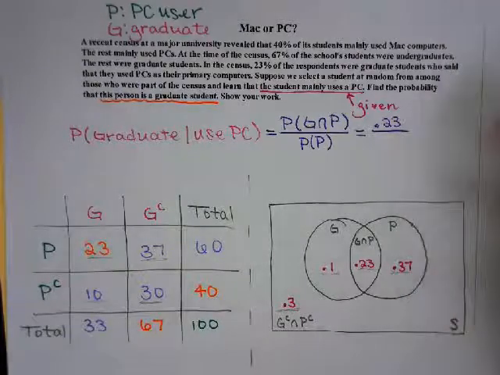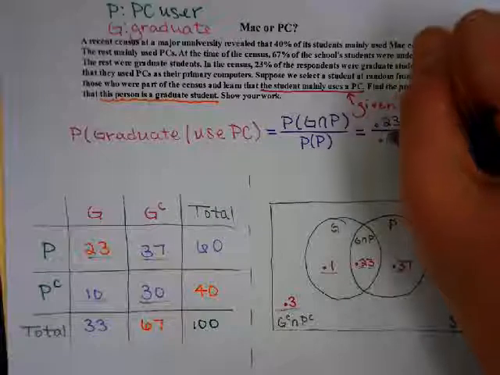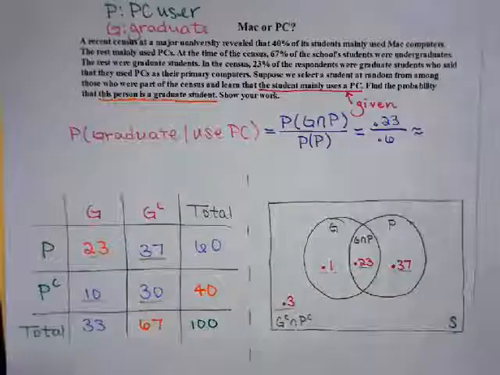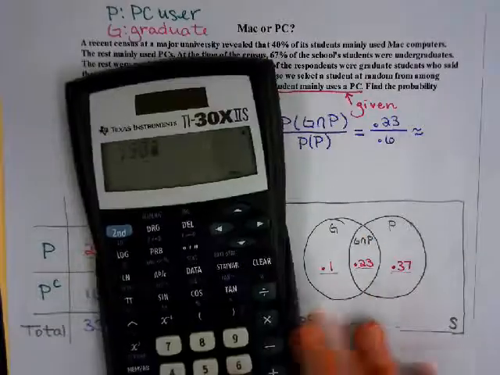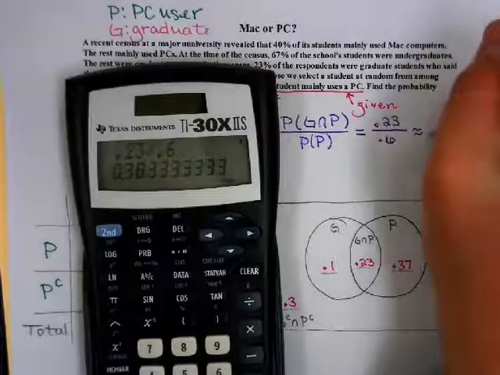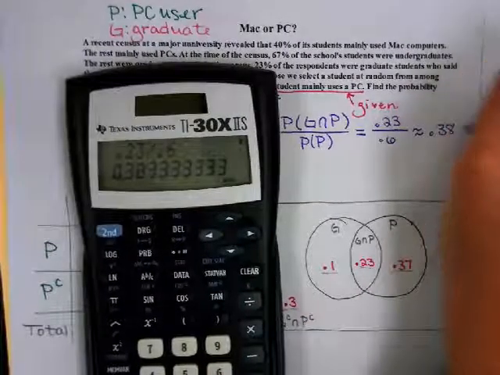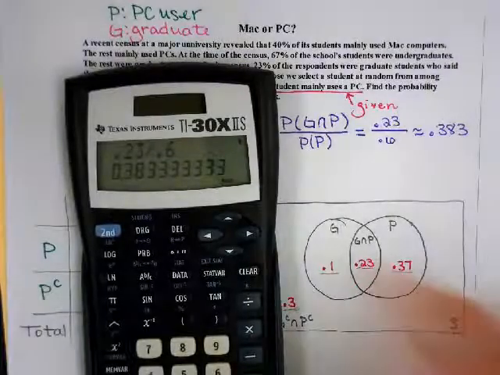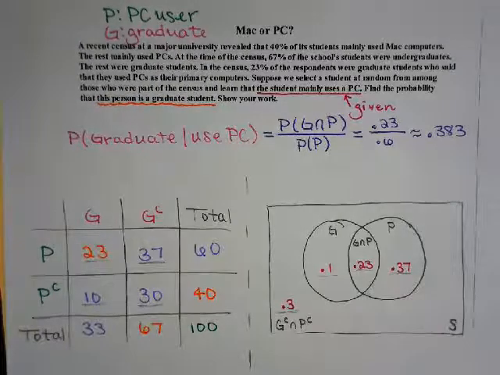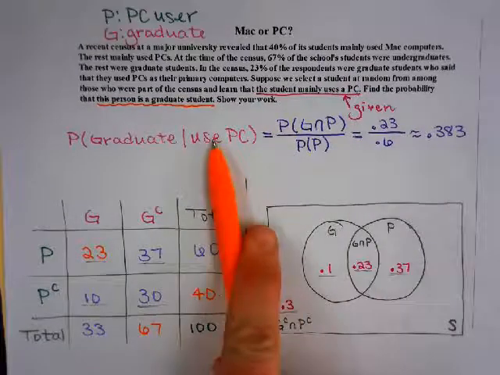0.23 divided by 0.6, about 0.3833. And then just get in the habit of explaining what our answers are. So, given the student is a PC user, we would expect them to be a graduate student currently 38.3% of the time.